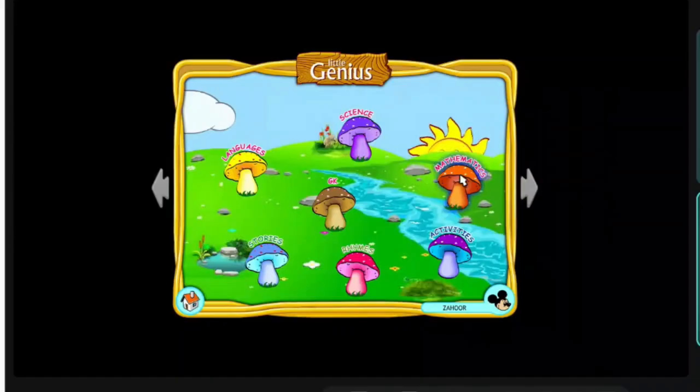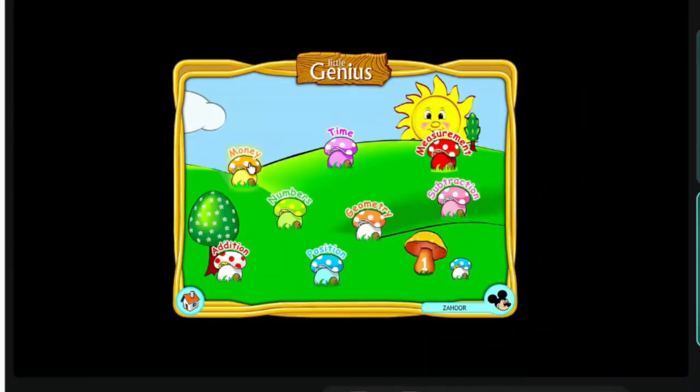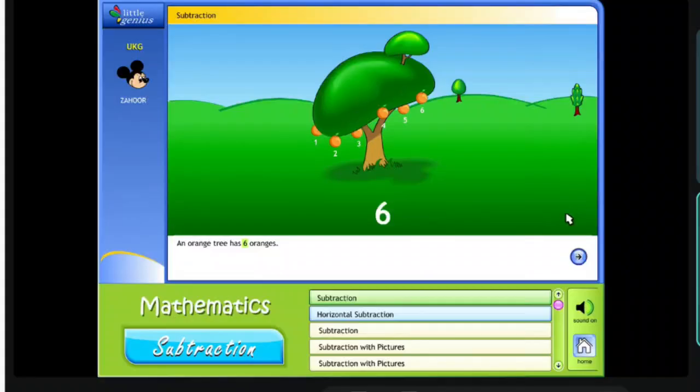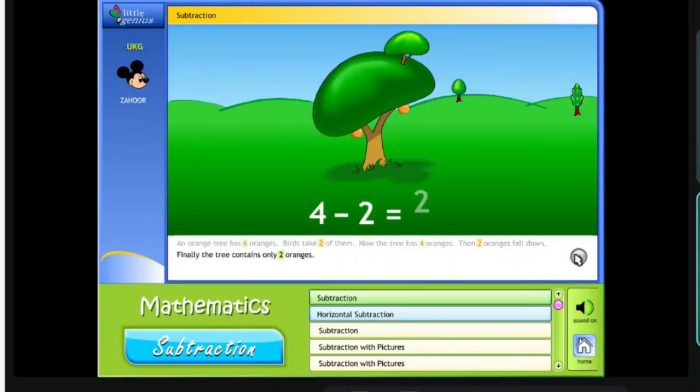next section, you can go to mathematics. In mathematics you will see money, time, measurement, subtraction, geometry, numbers, addition. All these things will be there. For example, subtraction. An orange tree has 6 oranges. Birds take 2 of them. Now the tree has 4 oranges. Then 2 oranges fall down. Finally, the tree contains only 2 oranges. Subtraction means taking away. Minus is the sign for subtraction.